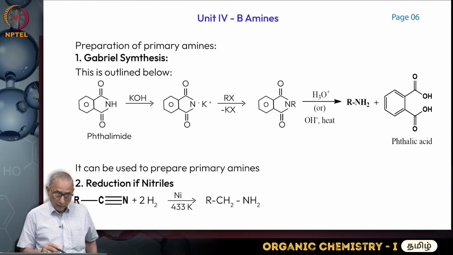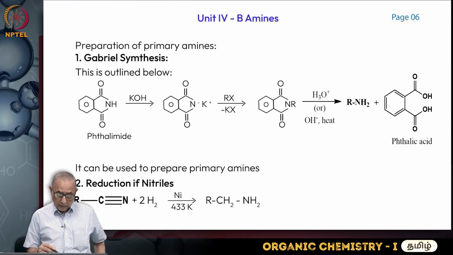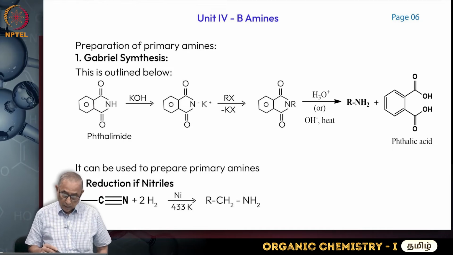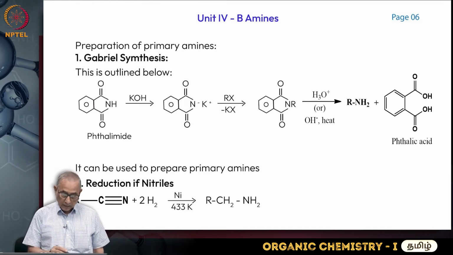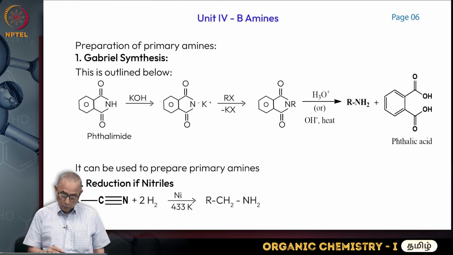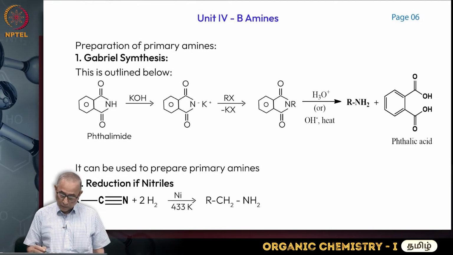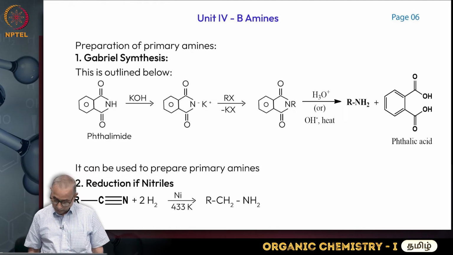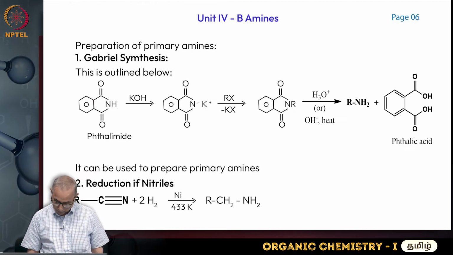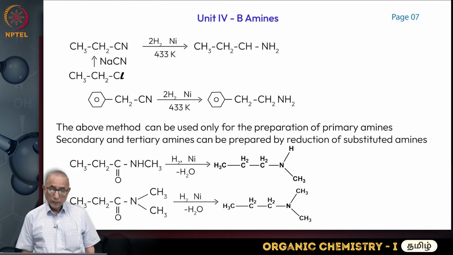Another method, if you reduce nitriles by hydrogen in the presence of nickel catalyst at high temperature, hydrogen adds across C≡N. 2 molecules of hydrogen add across, you get RCH2NH2. Again, these 2 methods can be used. Primary amine மாத்திரம் பண்ணுறதுக்கு தான் இதை யூஸ் பண்ண முடியும்.